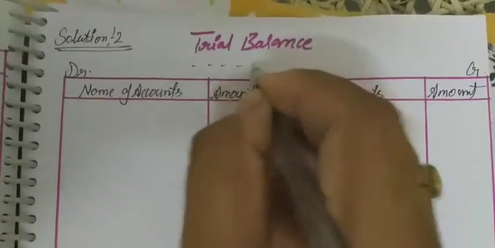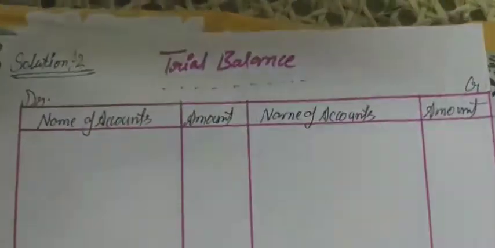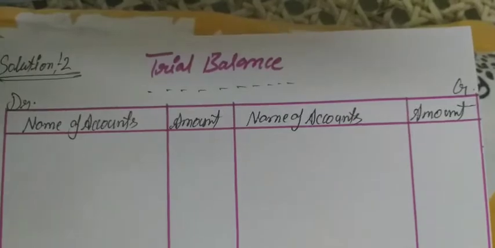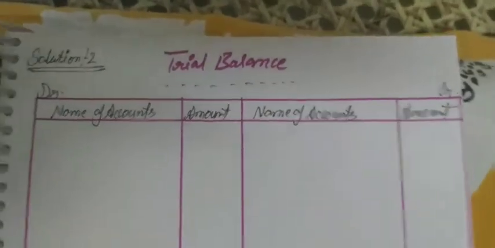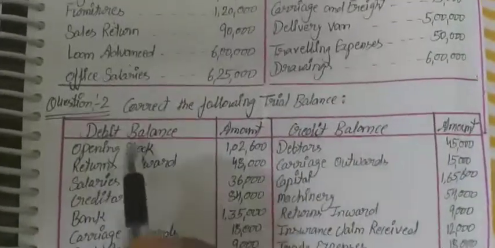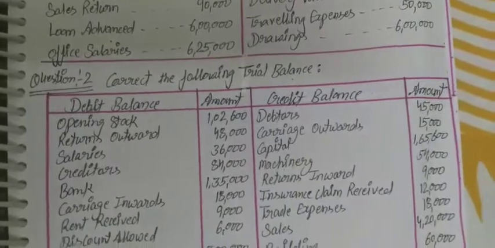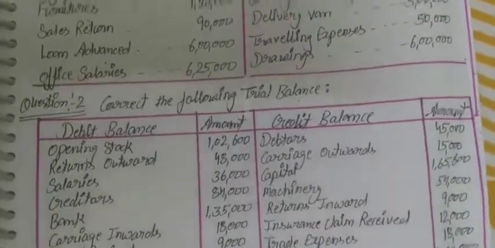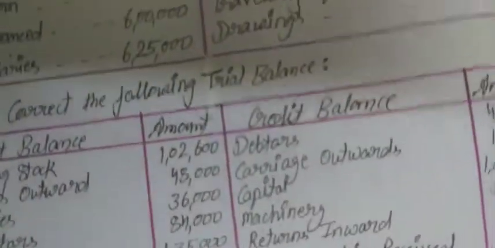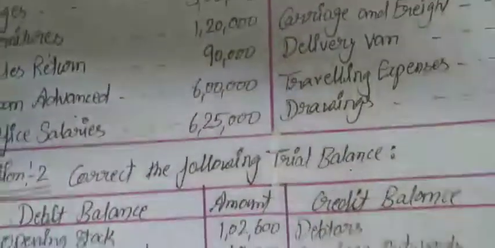I prepared the format of the trial balance for question number 2. In this question no date is mentioned, so I have left the space only for the date, and I have not mentioned any date because the date is not mentioned in the question. So now students, from the debit and credit balances, we have to write these balances on the correct side of the new, correct trial balance we are going to prepare.